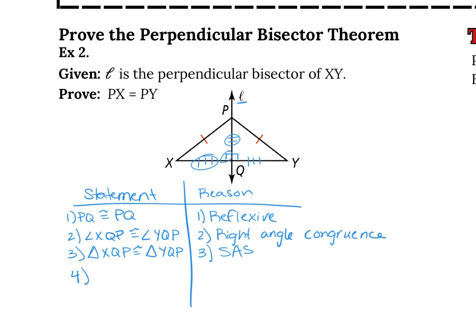Okay, 4. We can finally prove that PX is equal to PY. And we can prove that through corresponding parts of congruent triangles are congruent.